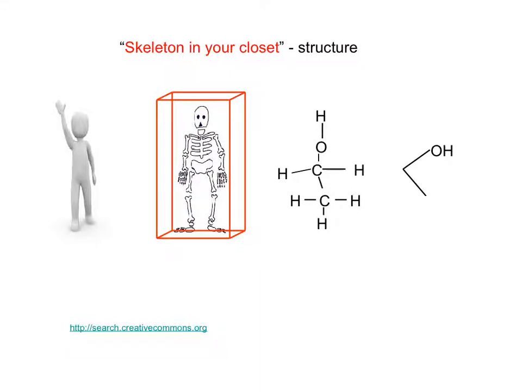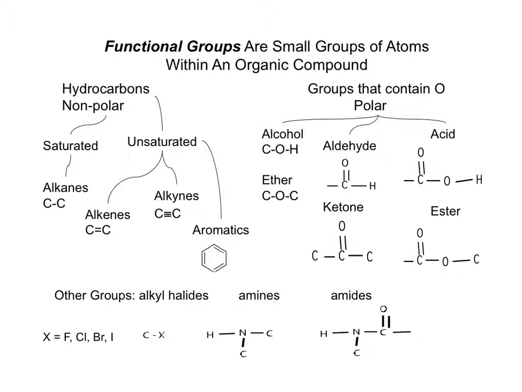How is a human and skeleton related to ethanol and a representation of ethanol? Organic compounds are classified by functional groups. So if we can recognize and identify that small group of atoms within an organic compound, we can understand something about physical properties such as solubility and chemical properties such as reactivity.